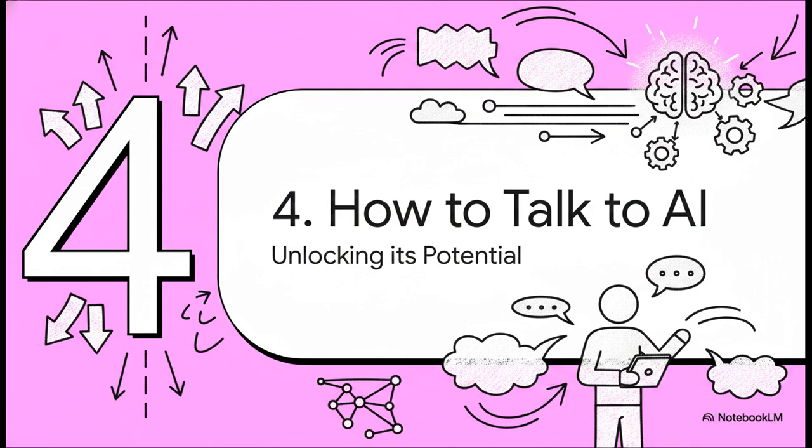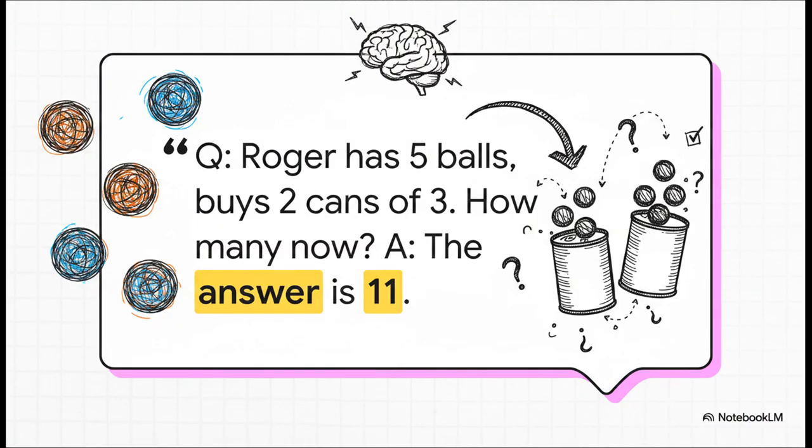Okay, so the AI is built, it's been scaled up, and it's been aligned. Now let's flip the script and look at it from our side. How do we, the users, actually talk to this thing to unlock its full potential? So let's take a look at a simple math problem. You ask the AI, and it just blurts out the answer is 11. Now, it's correct, but we have no idea how it got there. It's a total black box.